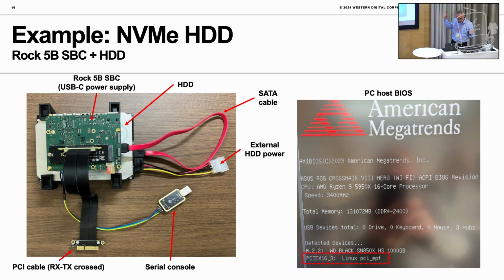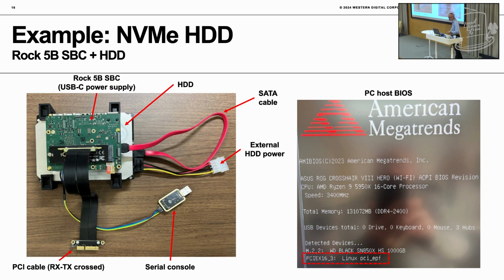Example, an NVMe HDD. Why not? Because we can. You just need to connect an HDD over SATA and use that as a backend storage for your controller. So we had fun with that. All you need is actually an external... An HDD needs 12 volt. There is no 12 volt on the ROCK 5B, so you need an external power supply for that. But other than that, it's just as simple as connecting the drive and doing the configuration like I just showed.